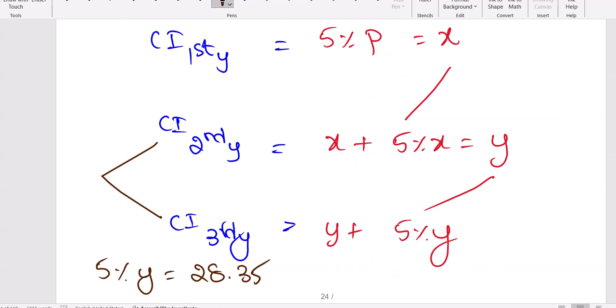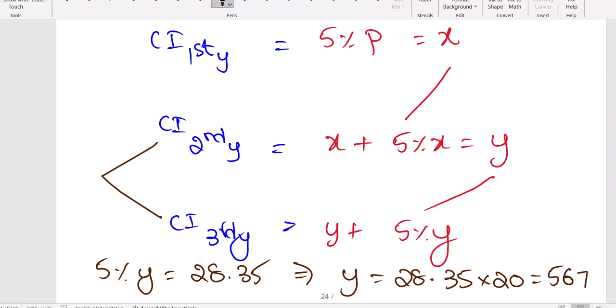From that you will get the X value, and from that you can get P. You see the connection one by one. So 5% of Y: 5% means 5 by 100, which is 1 by 20. Then Y equals 28.35 into 20. Is the task completed, sir? No, the task is not yet completed. What will this value give? 567, if I am not wrong. Y value is 567. Then calculate X.